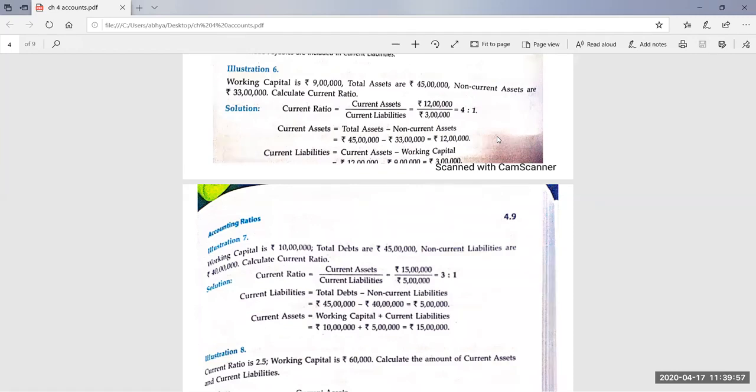Just do it mathematically. Take the value of current liability as X. Current ratio 2.5 means it's 2.5:1. So whenever current ratio is given in this manner as 2.5, it means 2.5:1. It means if current liability is 1, then current assets are 2.5, or if we take current liabilities as X, then current assets will become 2.5X. So you just have to find the value of X.